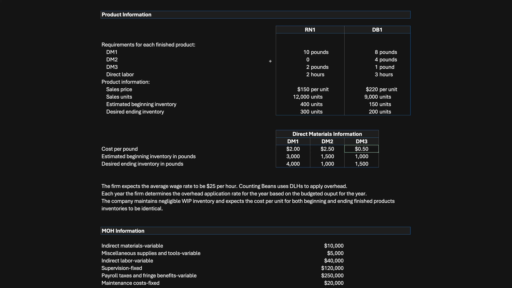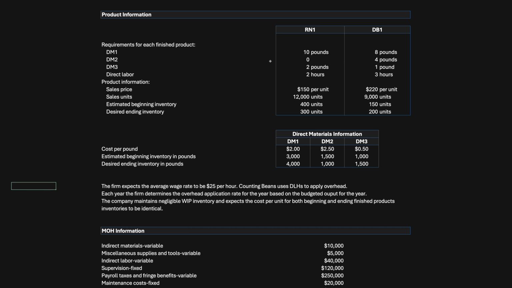They have beginning and desired ending inventory for each of these. They estimate that they will begin with 3,000 pounds of inventory for Direct Material 1, 1,500 pounds of inventory for Direct Material 2, and 1,000 pounds of beginning inventory for Direct Material 3. The desired ending inventory is also given to us. We have the ending inventory in pounds is 4,000 for Direct Material 1, 1,000 for Direct Material 2, and 1,500 pounds for Direct Material 3.